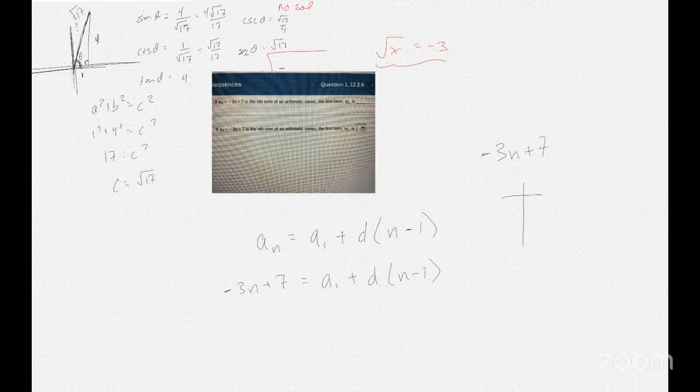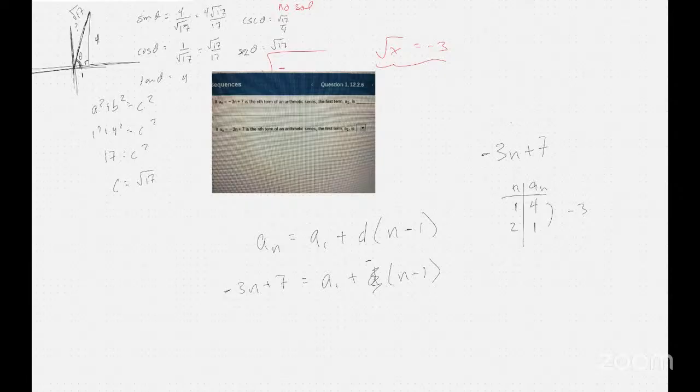And what if n was 2? It's negative 1. So the d is 4. No, negative... positive 1. Oh, yeah, sorry. It's negative 3. So d is negative 3. So we can put negative 3 in here, which you can kind of see when you get used to it. You can see, oh, that's your d.